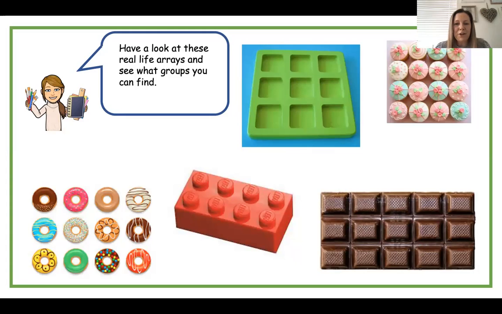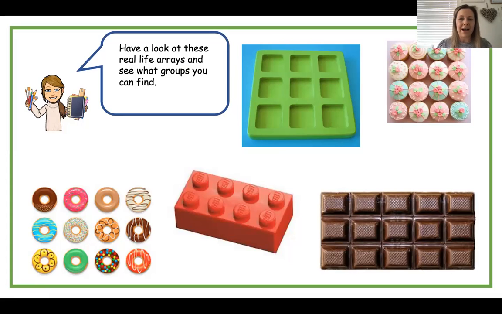Right, okay, so hopefully you've paused me now and you've had a little go at seeing what groups you can see in these arrays. So if I look at this ice tray, it's got a row of three and another row of three and another row of three. So that could be three, add three, add three equals, I'll have to count in threes now to work this out. So three, add three is six, add another three is nine. So three, add three, add three equals nine.